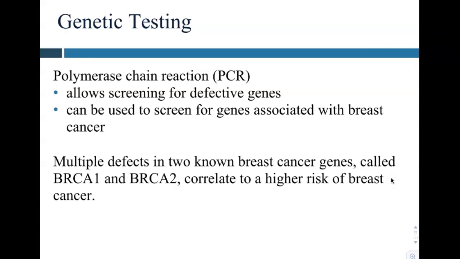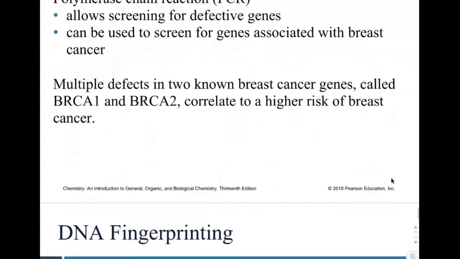So we can screen for genes. This is how we screen for BRCA, and how any genetic testing really is done. PCR is typically done on that, just to make it enough for you to actually see the results of that DNA sequence in a test.